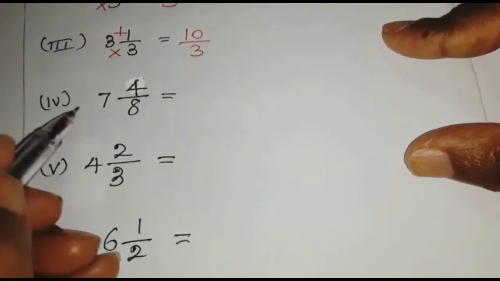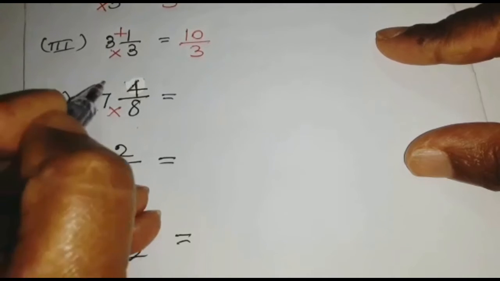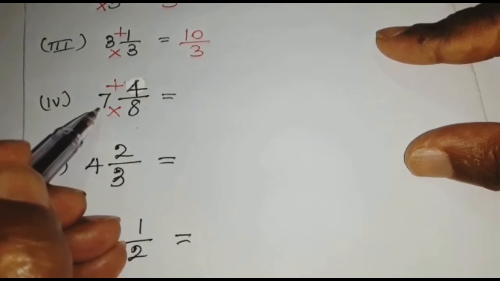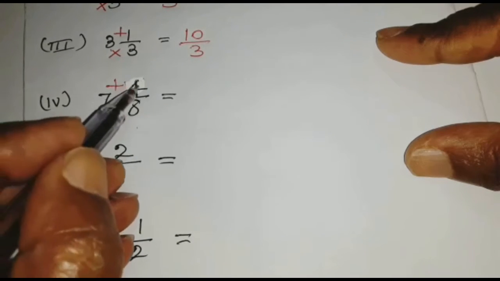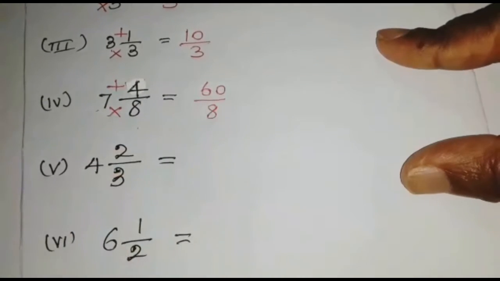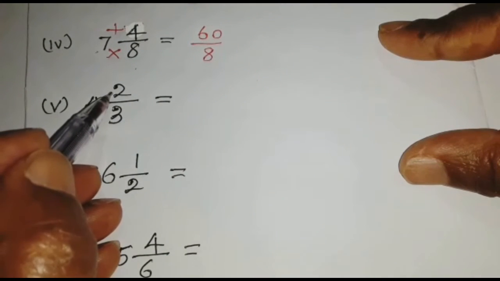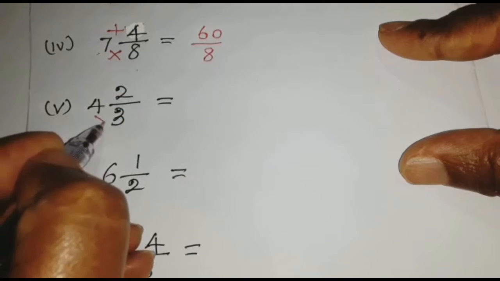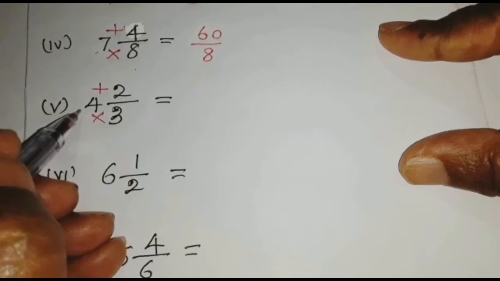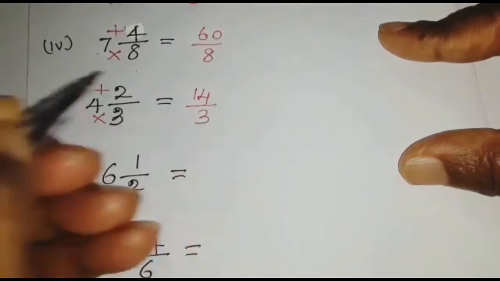Next one, 7 4/8. These two we have to multiply and these two we have to add. 8 into 7, 56 plus 4, 60. Denominator is 8. Fourth one, 4 2/3. We have to multiply and the upper numbers we have to add. 4 into 3, 12. 12 plus 2, 14. Denominator 3.